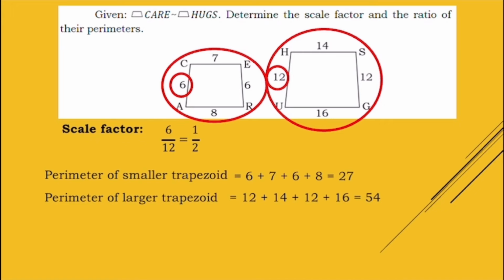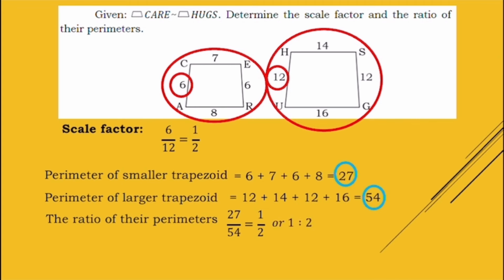Now, let's get the ratio of their perimeters. By getting the ratio of their perimeters, let's get 27 and 54. So we have now 27 over 54, and the lowest term is 1/2, or 1:2. As you notice, the ratio of the perimeters of similar polygons is also equal to their scale factor, which is 1/2, or 1:2.